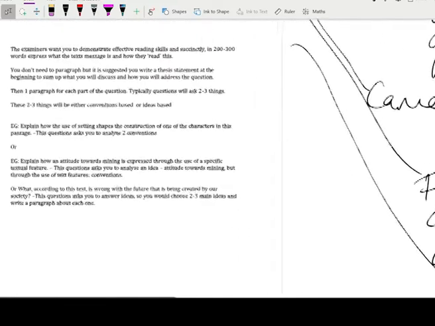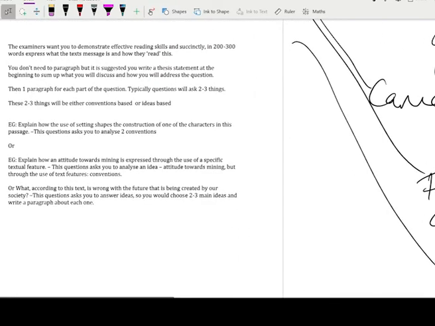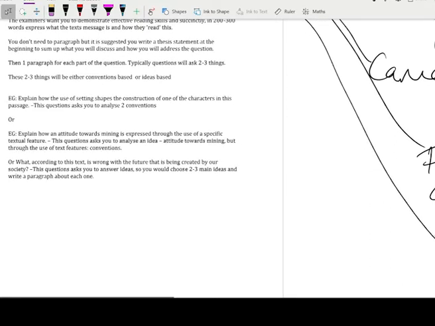The next thing in this section is they don't want too much written. Don't try and write 3 pages per response. You're wasting time. 200 to 300 words. In this section, I always tell my students to do a format like this. Make a statement from the text.